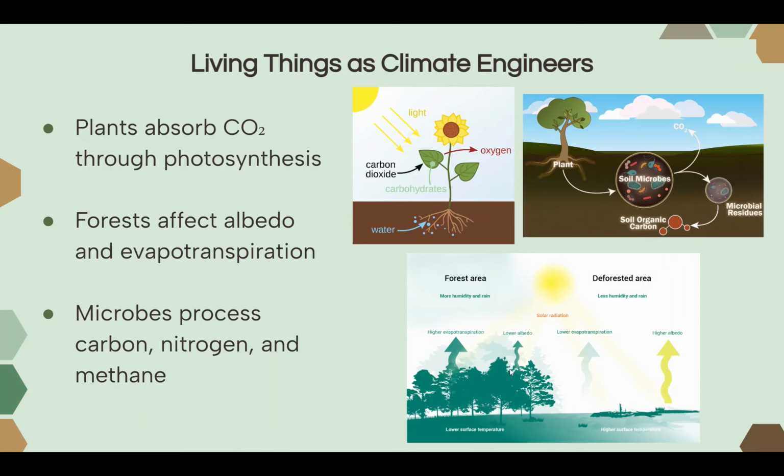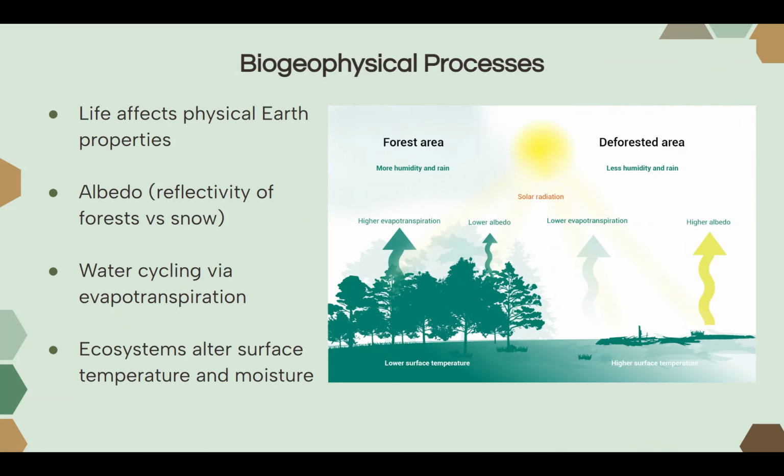And if you have less forest, it can reflect more sunlight. Plants are also directly part of the water cycle, and they release water into the atmosphere through a process called evapotranspiration. Microbes, tiny microscopic organisms in our soil, can help process carbon, nitrogen, and methane and are directly involved in the cycling of these elements throughout the Earth.